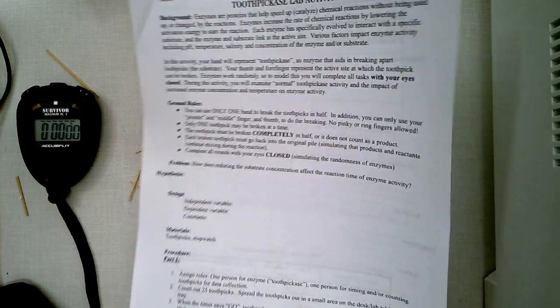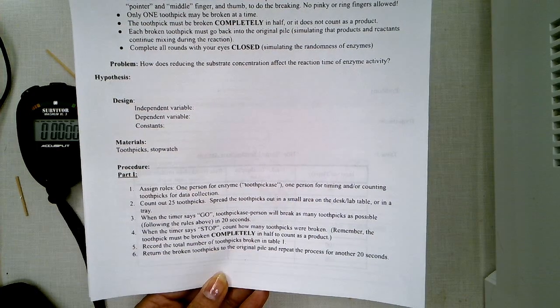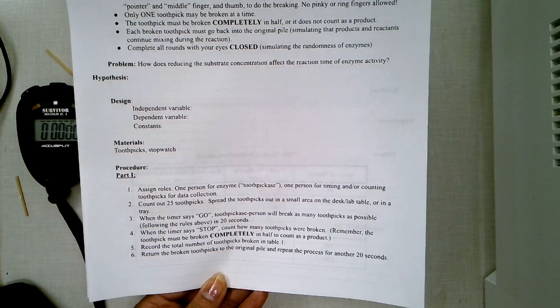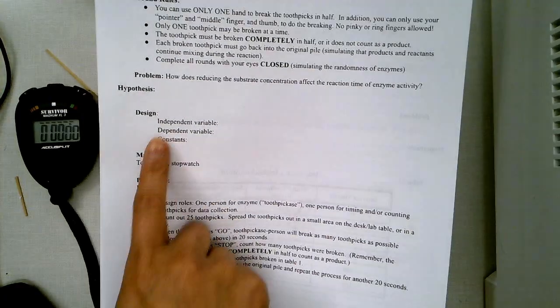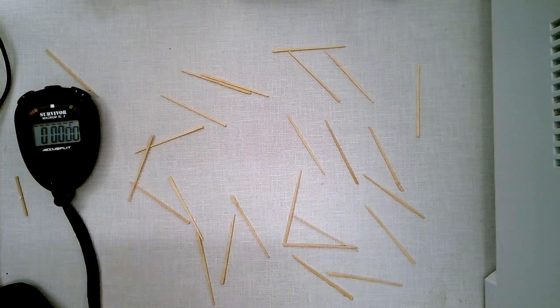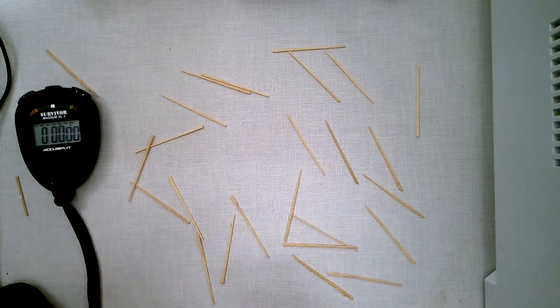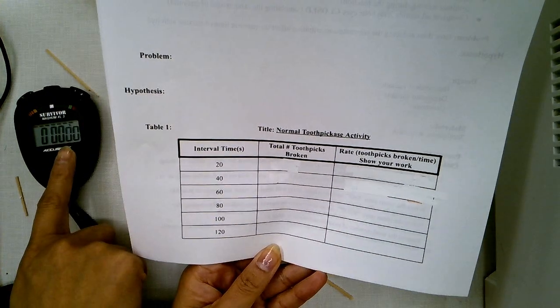Now that you've done that, take a look at the procedure and make sure you read the procedure and pause the video. And then also, now that you've read the procedure, make sure you fill out the design section. And what you're going to be doing is watching me as I go through the different intervals that are here. I'm going to have a stopwatch that's here.